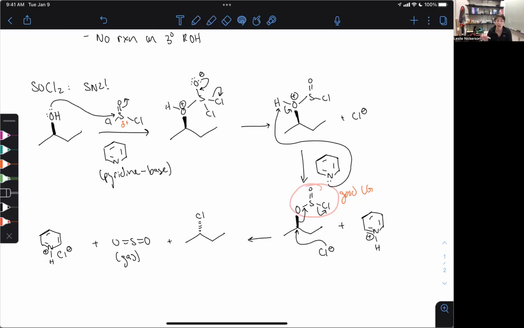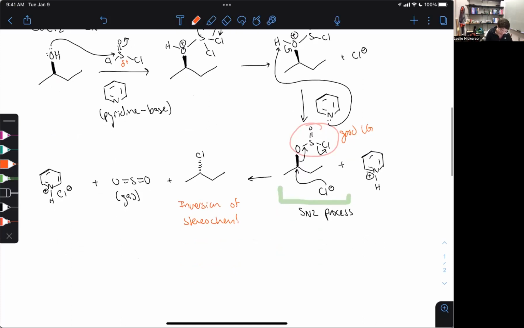So again, this mechanism, I'm not expecting you to know it, but I do want you to keep in mind that we do have an SN2 process happening right here. And I think knowing that the SN2 part is happening is really helpful when you're trying to predict the products and think about inversion of stereochemistry and all that. So just want you to keep that in mind, and not make it so black boxy that you don't know where it comes from.